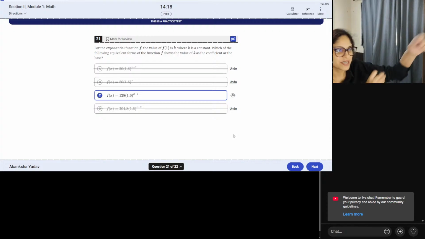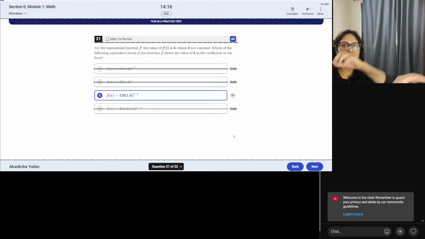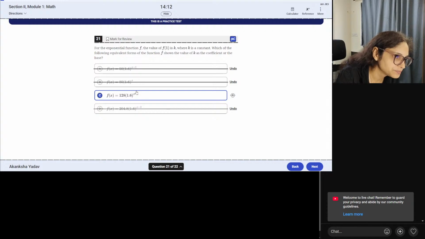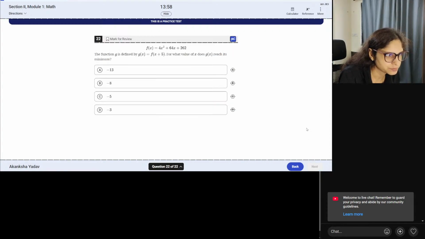Because f of 1 is k, so x minus 1 should be the power. And that's only happening over here. Because basically in exponential function, f of 0 is your coefficient. But if f of 1 is coefficient, that means you're shifting right by 1. Shifting right by 1 means x minus 1. That's another way of thinking.